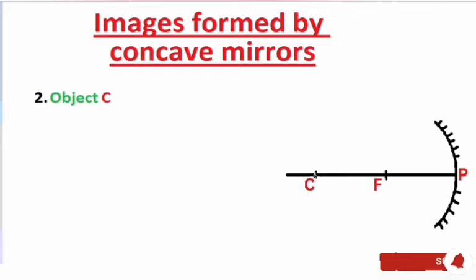Next, object placed at C. So the object is placed here. So let me draw the object at C. So this is my object at C. So I'll indicate with my arrows the directions.